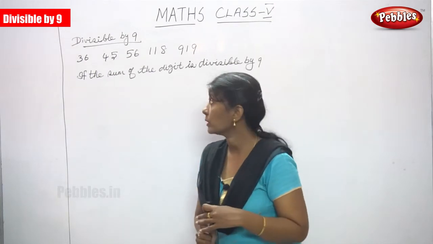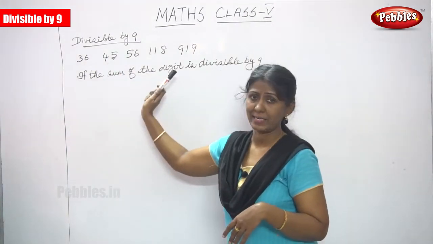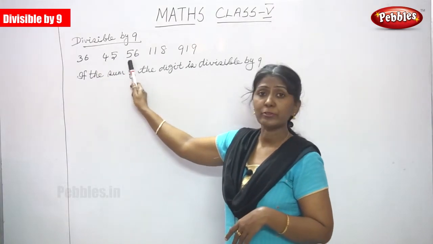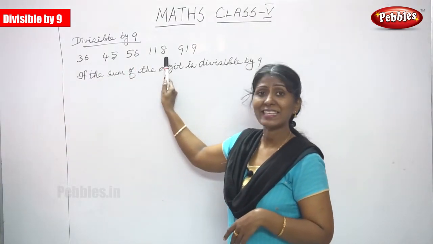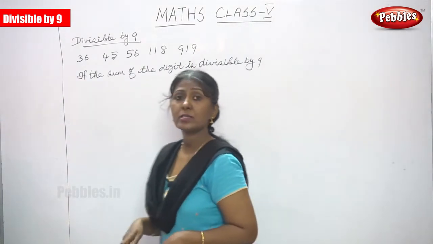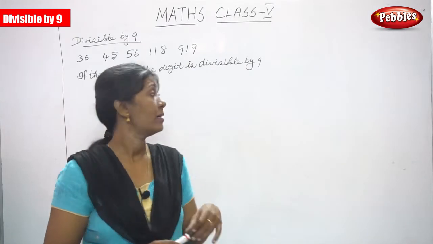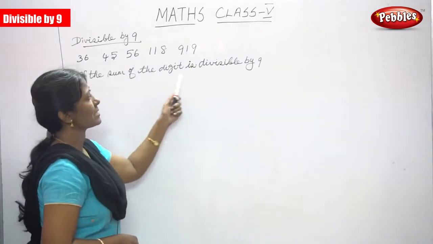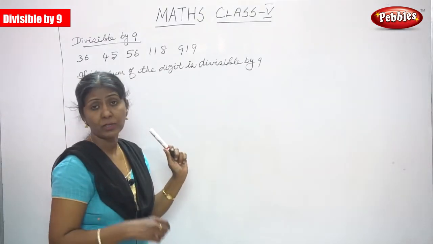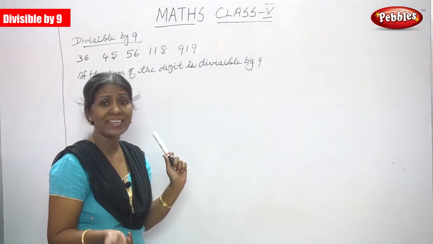Now we are going to solve the problem on divisibility by 9. The question is: 36, 45, 56, 118 and 919. What is the rule of divisibility by 9? If the sum of the digits is divisible by 9, the given number is also divisible by 9.